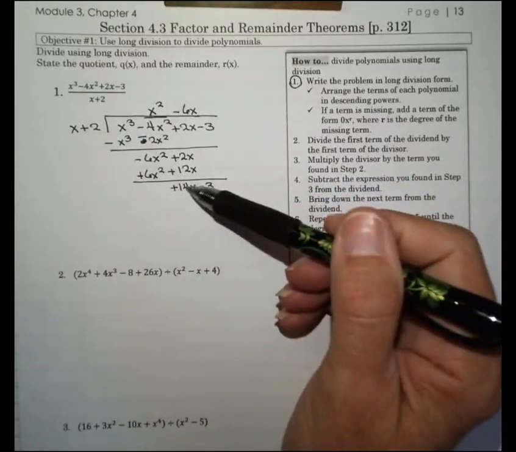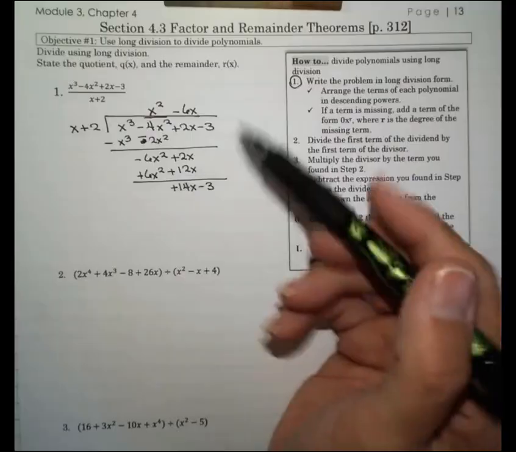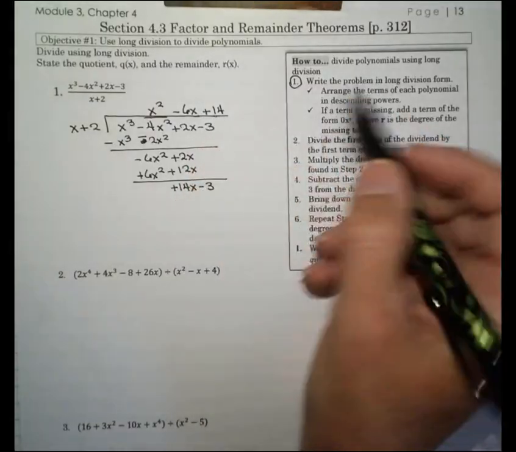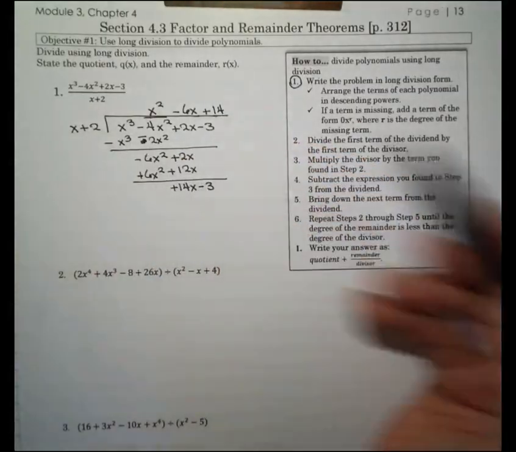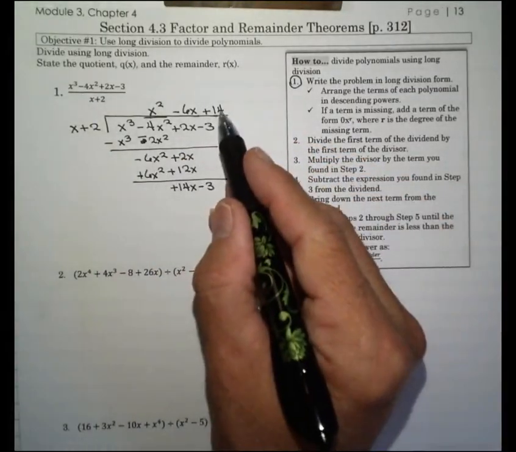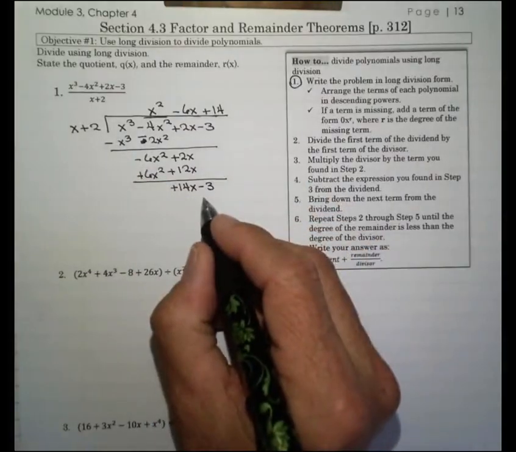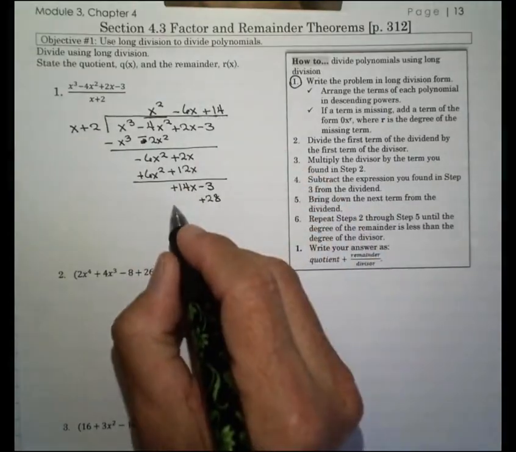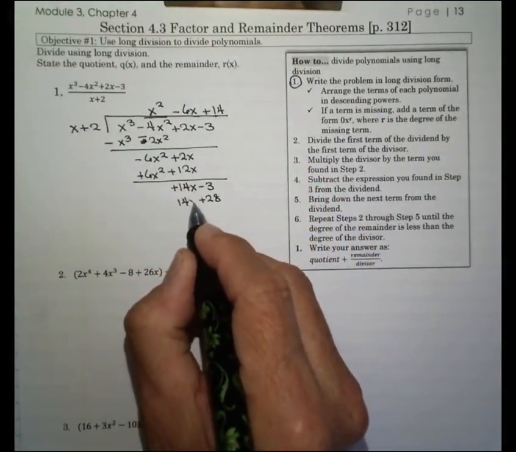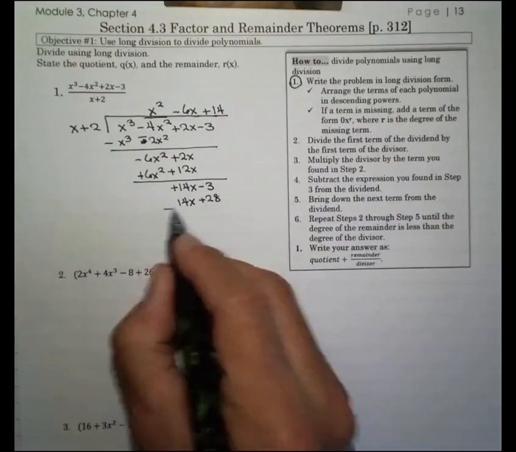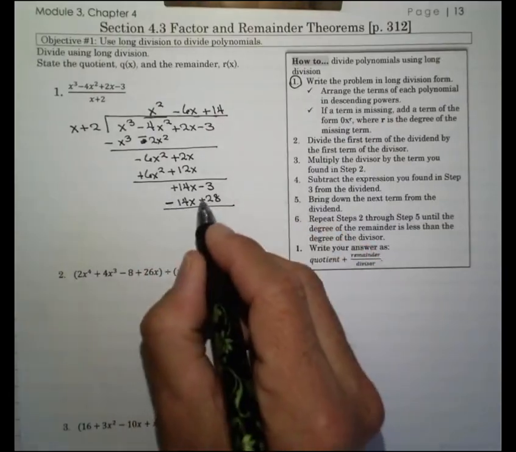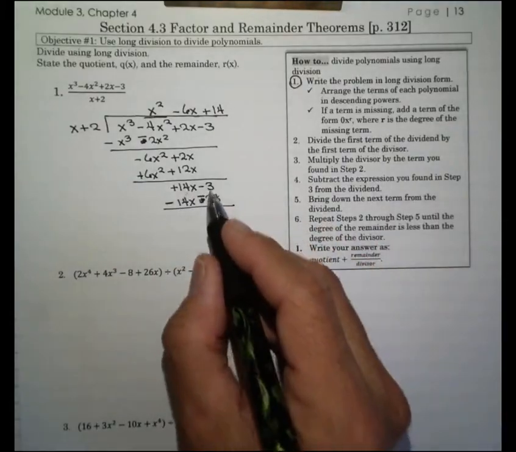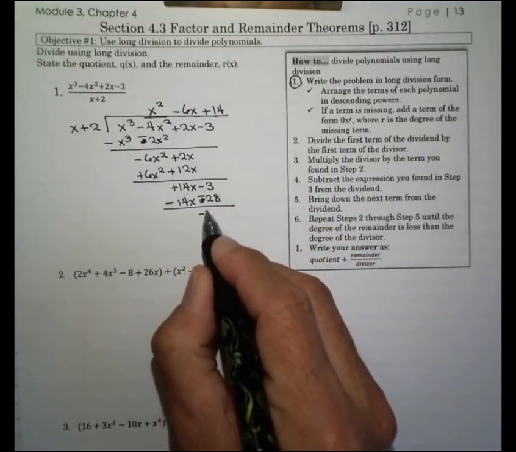I'm going to say, what if I said 14x divided by x, I would have a positive 14. Thinking about it the other way, 14 times x would give me 14x. So I multiply 14 times 2, and that gives me a positive 28, doesn't it? 14 times x is 14x. Now I have to switch these signs again so that I can subtract. This becomes negative. This one becomes negative. And the first two are eliminated. Negative 3 minus 28 gives me a negative 31.